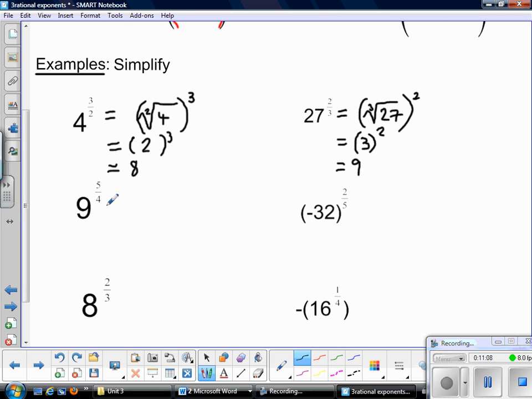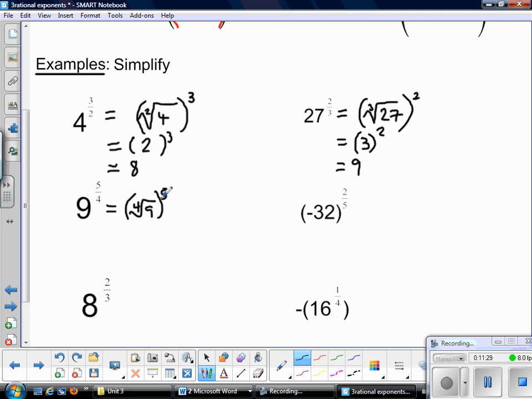And then if we look at the next one, I have 5 quarters to the ninth. Now watch what happens with this one. If I do it the same way, I would have the fourth root of 9, all of that to the fifth.